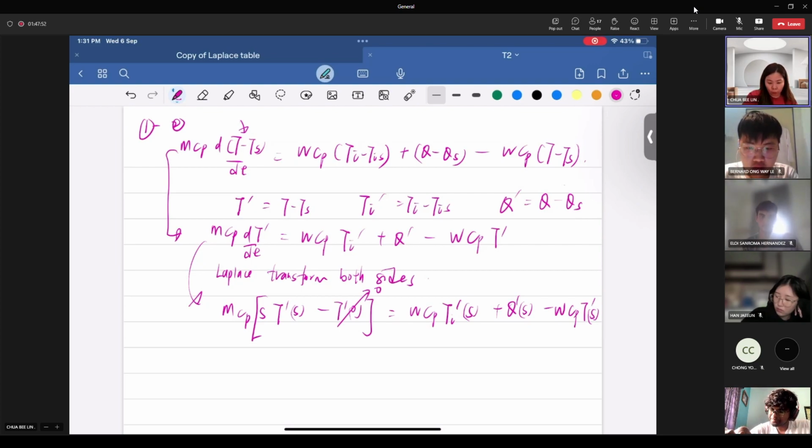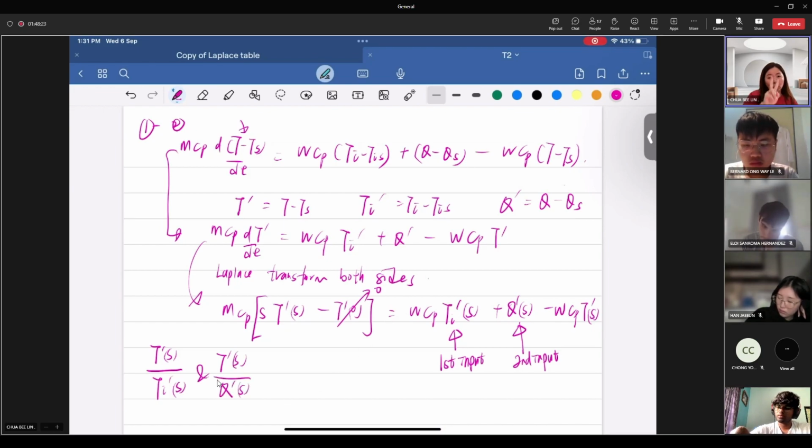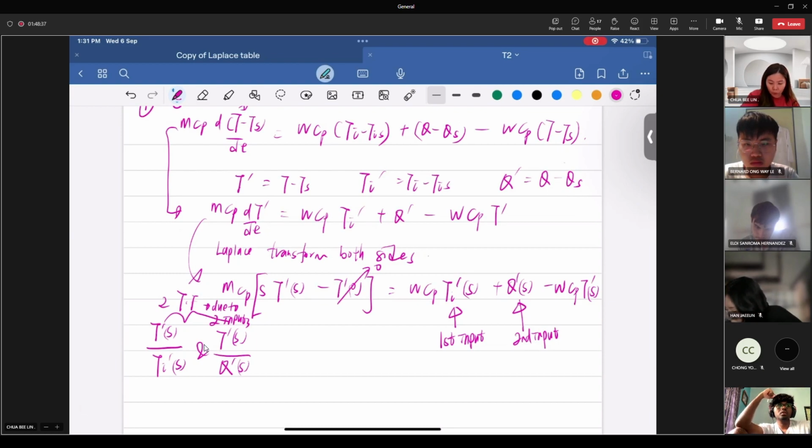Once you have this, you have to rearrange to get the output over the input. You can see you have two inputs. The first input is Ti, and Q is also not constant, so this is the second input. If you have two inputs, you will be getting two transfer functions: the output over the first input, T prime(s) over Ti prime(s), and also T prime(s) over the second input, Q prime(s). So you get two transfer functions, due to two inputs. You're actually getting one equation, but you split it into two later. I will show you how.